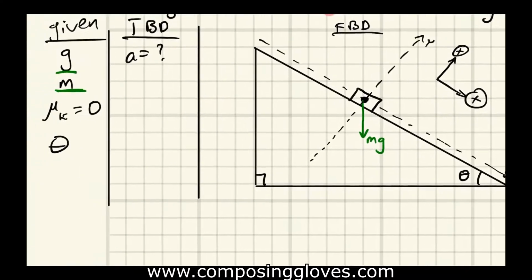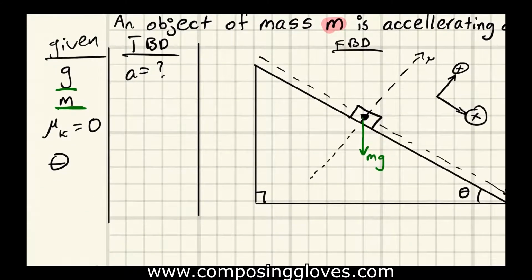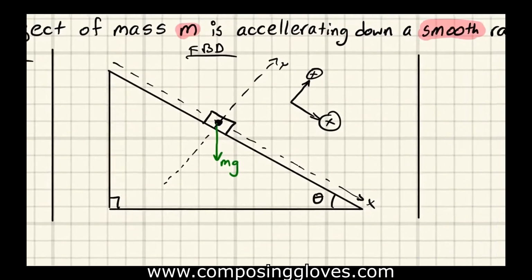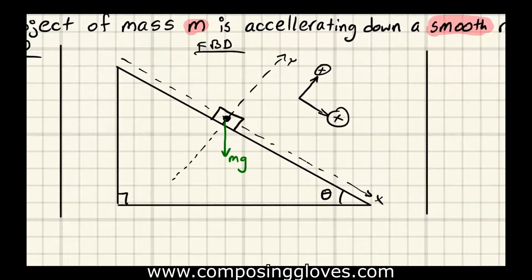But before we do that, we go over here and check our coefficient of friction. It's nothing, it's 0, so we don't need to worry about a force of friction. And our theta is already accounted for. So we can go ahead and begin to resolve vectors here.